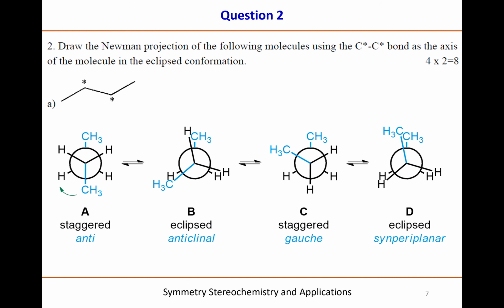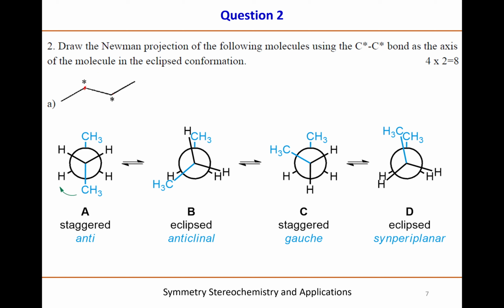The next question is, draw the Newman projection of the following molecules using the C star C star bond as the axis of the molecule in the eclipsed conformation. Here we have the molecule with 4 carbons, that means butane, right? Butane, here we have these 2 star carbons. We have to convert this into a Newman projection.